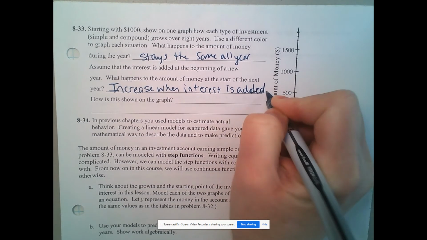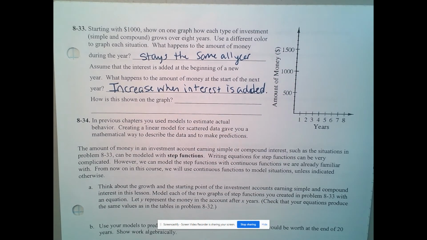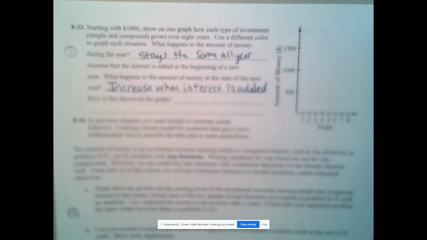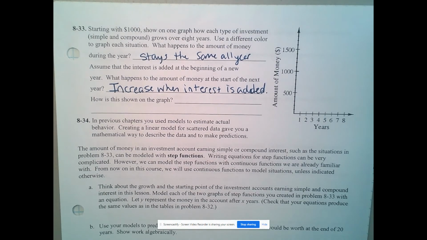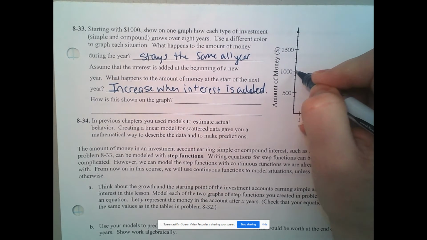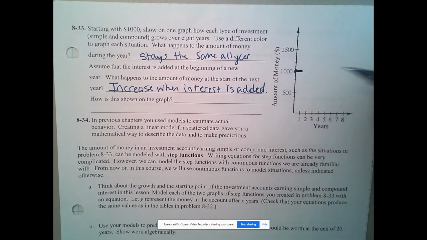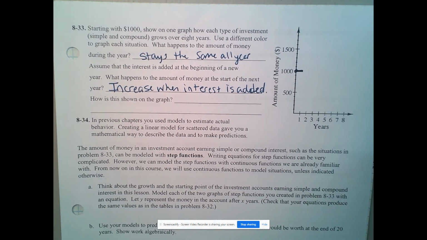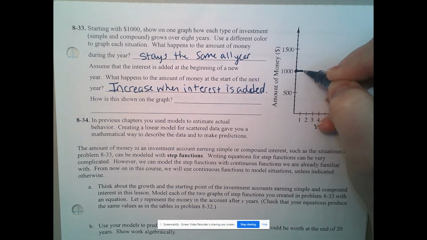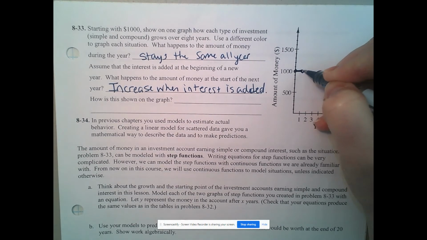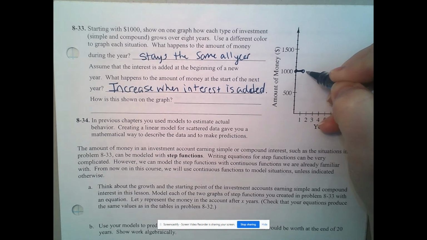All right. How is this shown on the graph? So when you go to graph one of these, you would start with a closed circle on the left and then a dash for the year, because the whole year you stay the same. Then at year 1, you would have to have an open circle on the day that starts year 1.